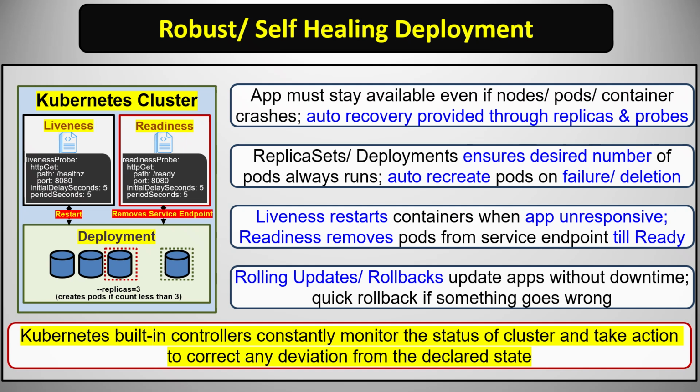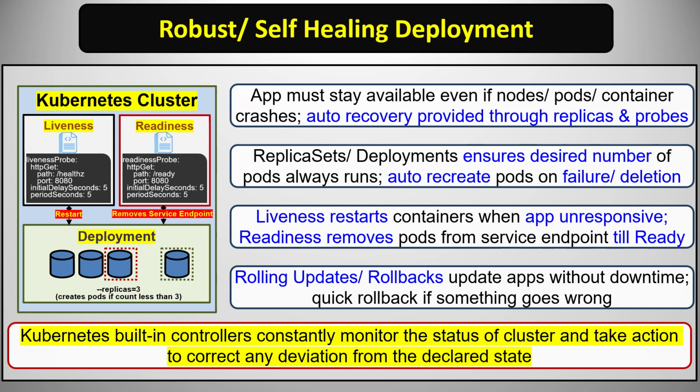Then we have rolling updates and rollbacks. Imagine upgrading your application with zero downtime. Kubernetes replaces old pods with new ones gradually. And if something goes wrong, you can always roll back instantly. Now, Kubernetes controllers, these are the brain behind everything. They constantly compare the desired state with the actual state of the cluster. If something drifts, the controller corrects it automatically. This is why Kubernetes is called self-healing. It's like having a doctor on call 24/7 for your application.